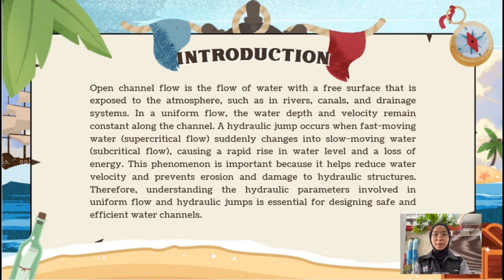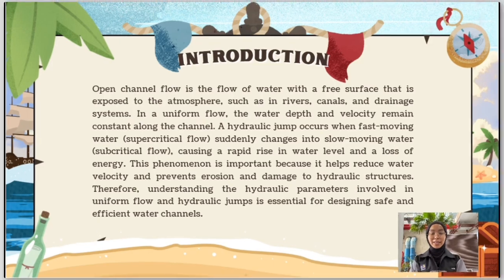Open channel flow is the movement of water with a free surface exposed to the atmosphere, such as in rivers and canals. In uniform flow, the water depth and velocity remain constant. A hydraulic jump occurs when fast-moving water suddenly changes into slow-moving water, causing the water level to rise and energy to be dissipated. Understanding these hydraulic parameters is important for designing safe and efficient water channels and preventing erosion.